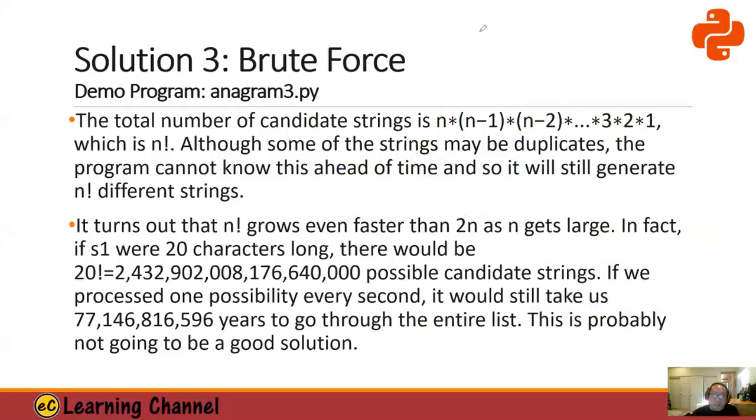Polynomial time means you have the order of n to the power c. C can be 1, 2, 3, 4, 5, whatever. That's called polynomial time.